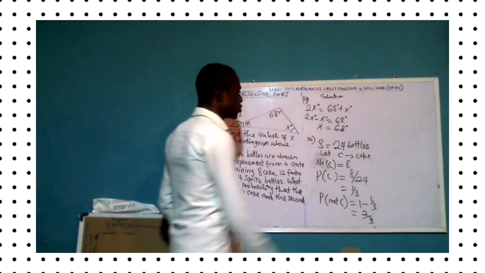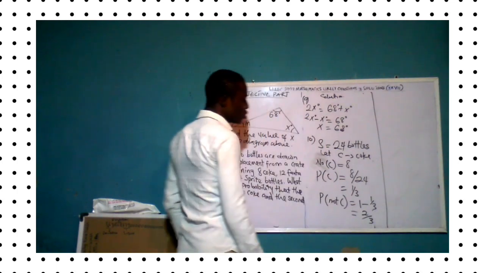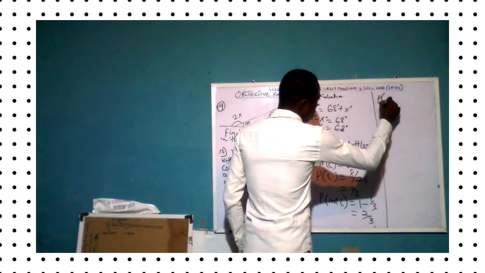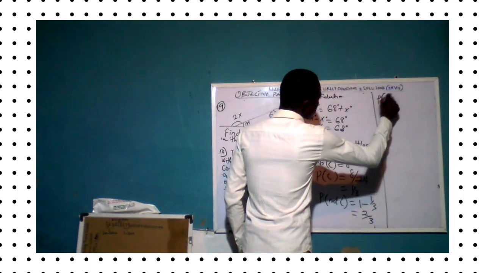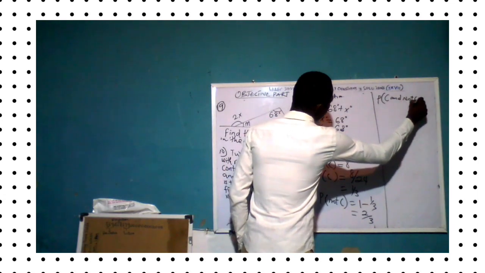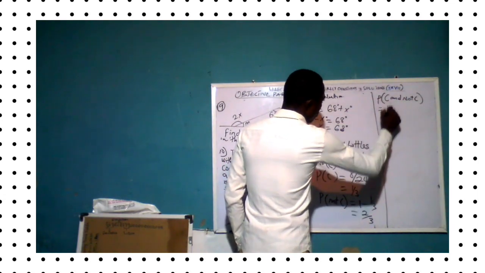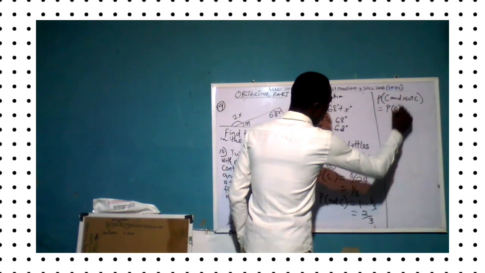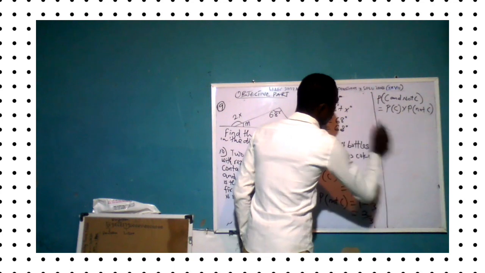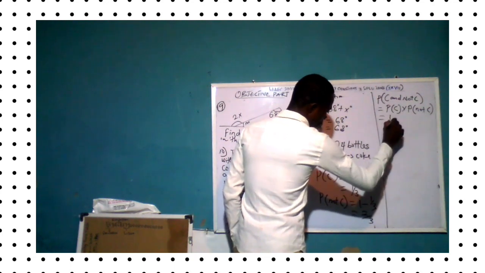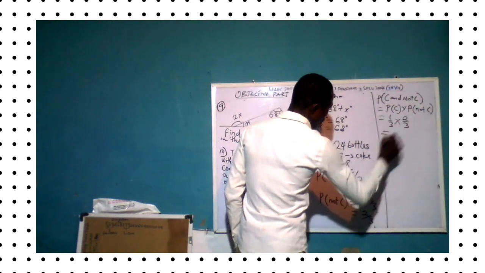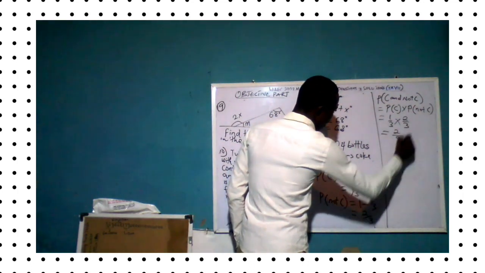Straight away, all you need to do is take the probability of both Coke and not Coke. That's probability of C and not C, which is equal to probability of C multiplied by probability of not C. So you have 1 all over 3, which is the probability of C, multiplied by 2 all over 3, and you have 2 all over 9.